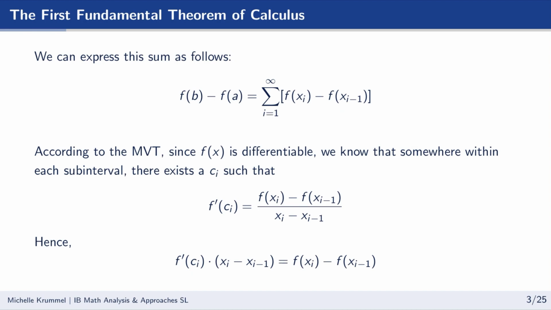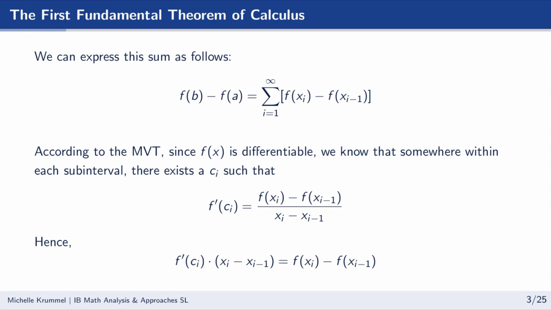Now, according to the mean value theorem, since our function f of x is differentiable, we know that somewhere within each one of our subintervals, the instantaneous rate of change at a certain x value, which we're going to call c sub i, is going to equal the average rate of change on that subinterval. So we have f prime of c sub i equals f of x sub i minus f of x sub i minus 1 over x sub i minus x sub i minus 1. That must be true according to the mean value theorem. It's guaranteed. There's at least one place for which that is true.